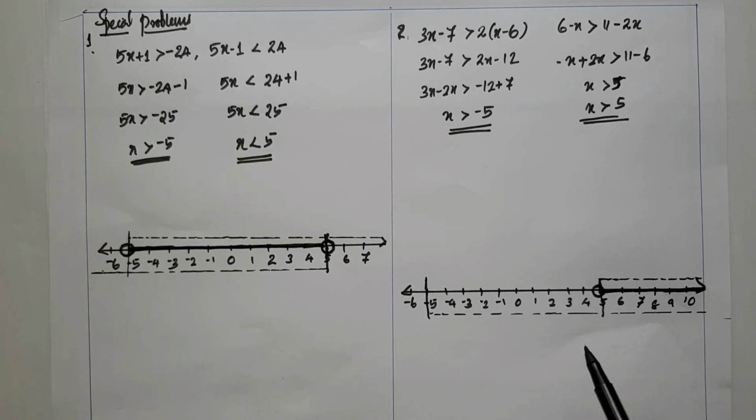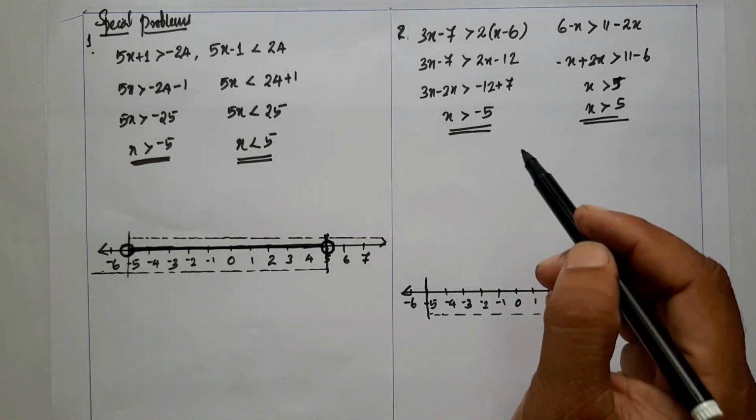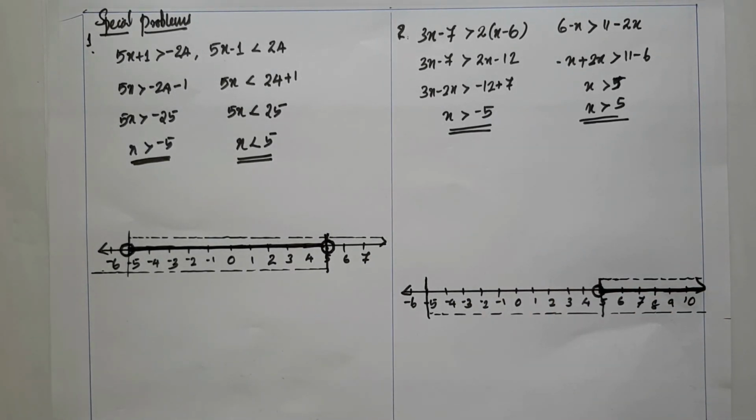After that we consider the points 5.001 etc., all the solution part of these two inequalities, the complete real numbers beyond 5 being the common solution part of the two inequalities.